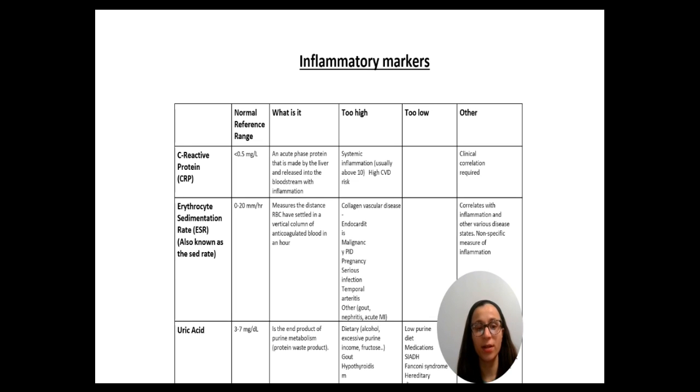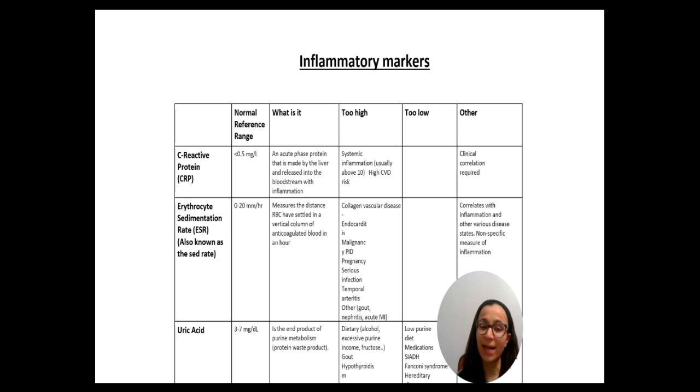ESR is the next one, erythrocyte sedimentation rate, also known as a SED rate. You want it under 20. What it does is it measures the distance red blood cells have settled in a vertical column of anticoagulated blood in an hour. So basically, it correlates with inflammation of various disease states like collagen vascular disease, endocarditis, malignancy, etc. But it's a very non-specific measure of inflammation. So it tells you there's inflammation going on in the body, but you can't pinpoint where or what.